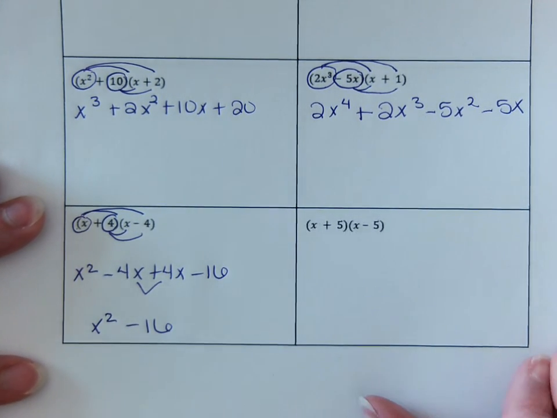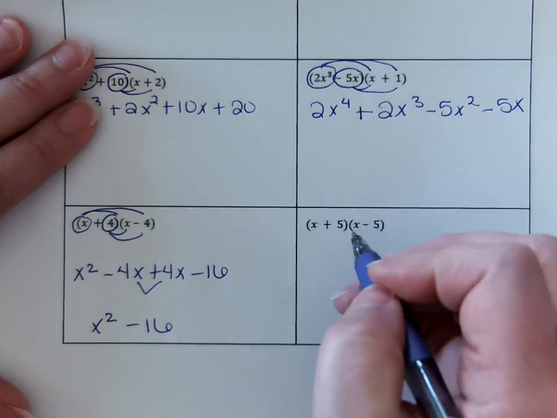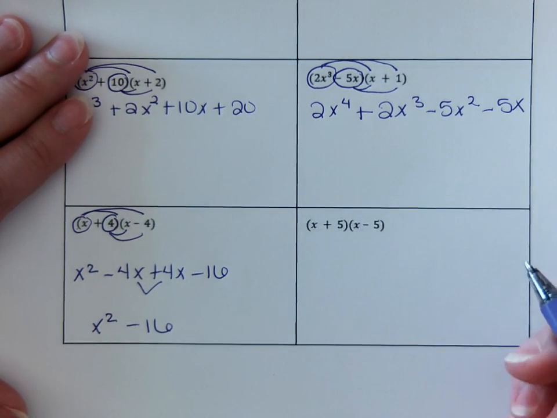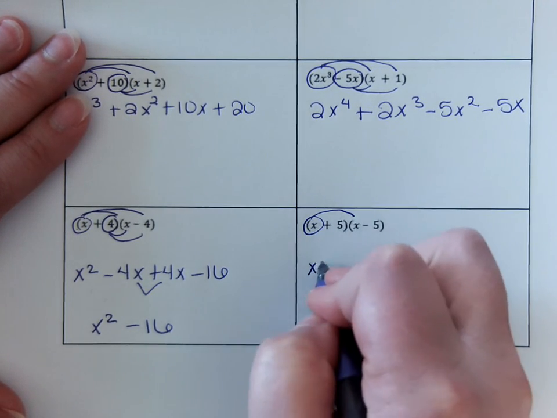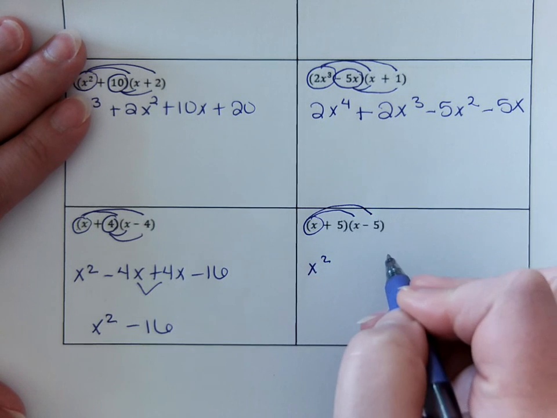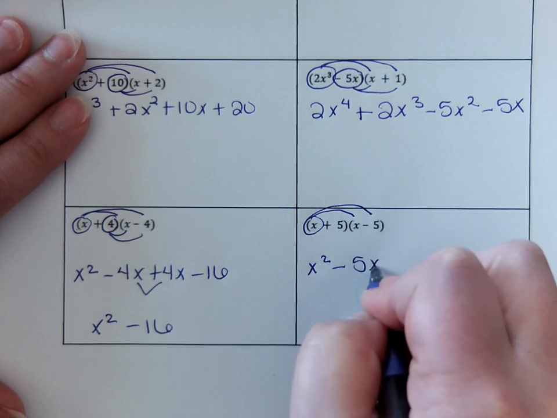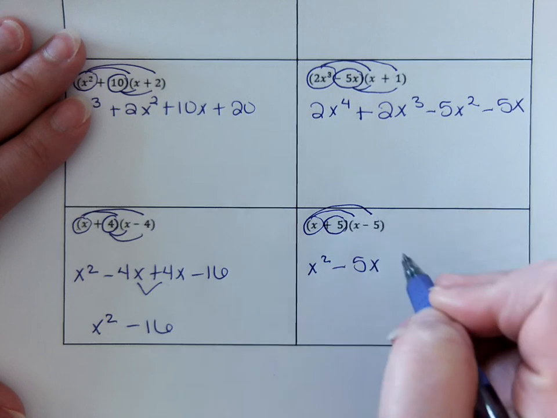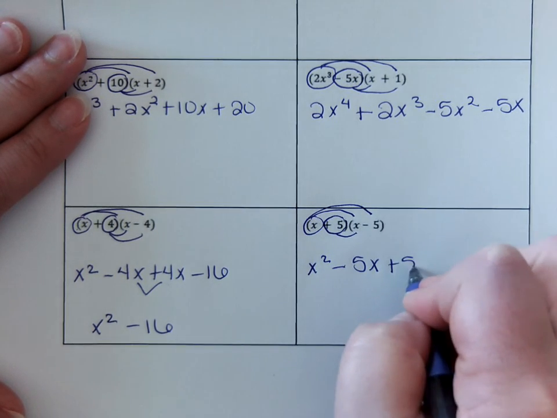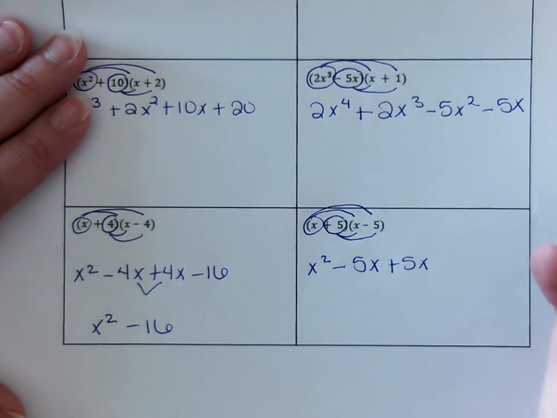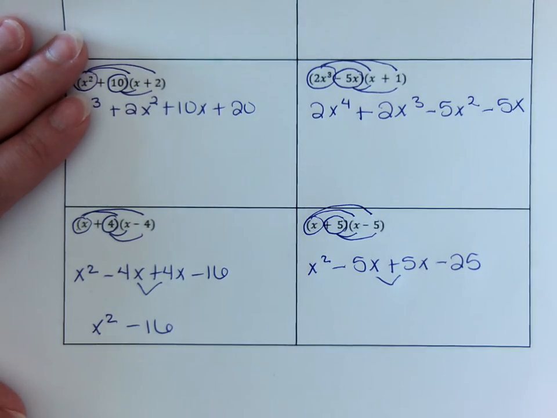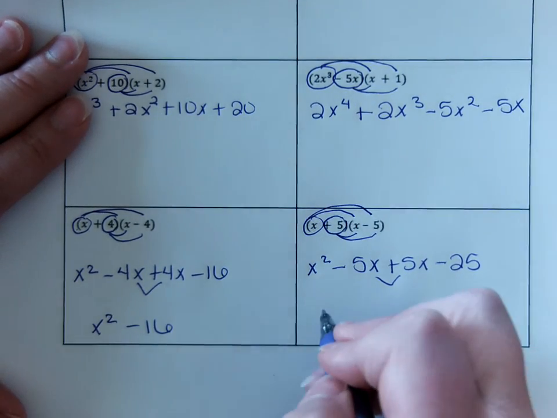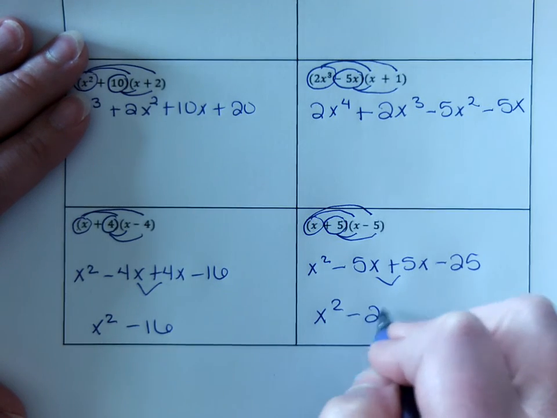Let's take a look at the next one. We have x plus 5 times x minus 5. Let's start with distributing our x. So x times x is x squared. And then x times negative 5 is negative 5x. And then distribute the 5. 5 times x is 5x. And 5 times negative 5 is negative 25. And again, we have negative 5x plus 5x, and when we combine them, it becomes 0x, which really just cancels out, and we're left with x squared minus 25.